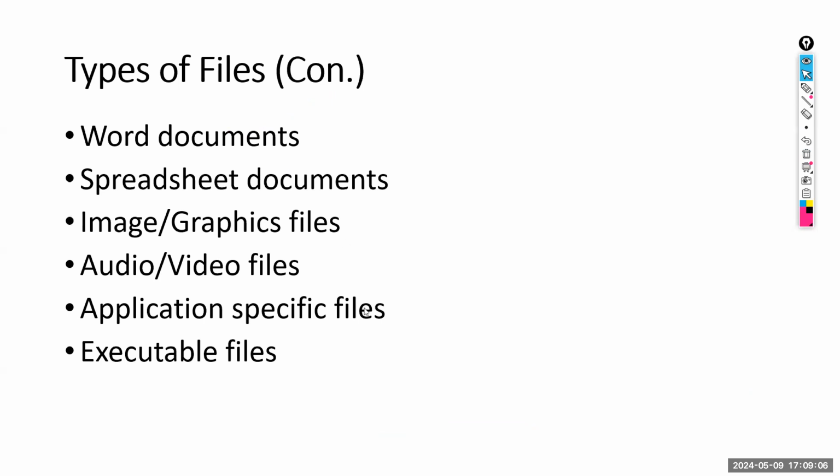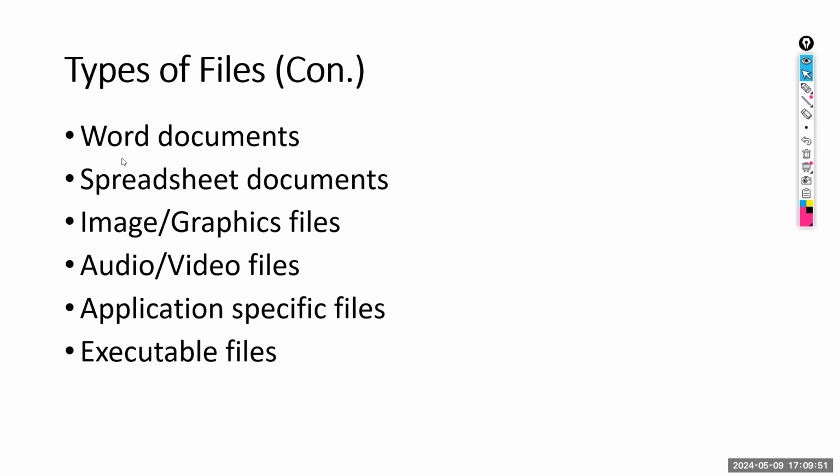Then application specific files. Those can be opened by only those applications. For example, a docx file can be opened using Microsoft Word. SVG files can be opened using something like Inkscape. So those file formats can be opened by one or two specific software. And then we have the executable files, which means you can run them. When you install software, you heavily use executable files like exes. Then .bat files you can also run using the command line.